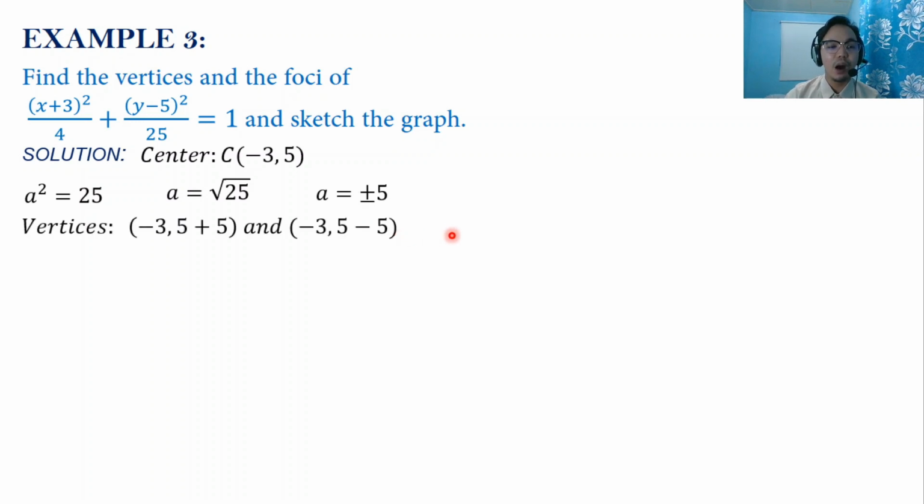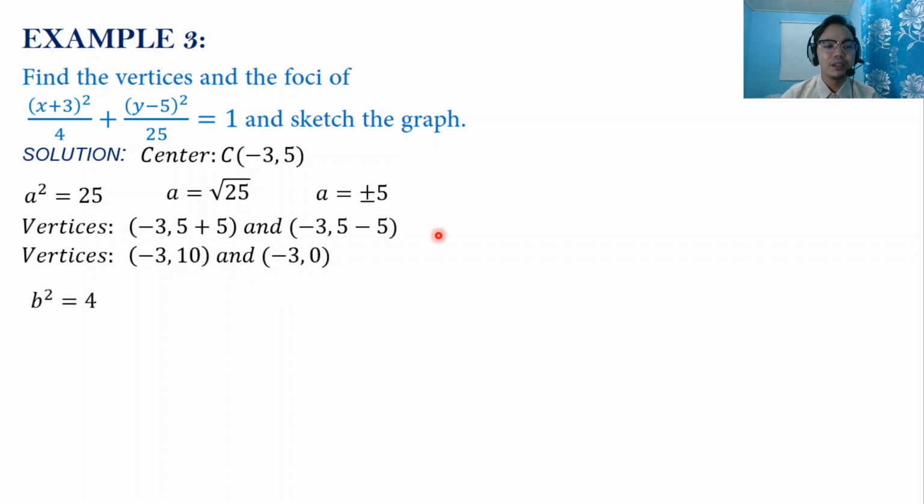So these are our vertices. So from the center, mababago lang yung ating y coordinate because our major axis is vertical. So yung y coordinate yung mababago. That will be added and subtracted by 5. That is -3, 5 plus 5 and -3, 5 minus 5. So our vertices are -3, 10 and -3, 0.